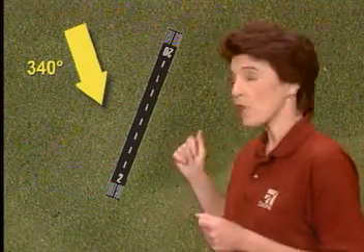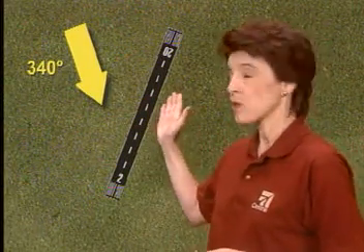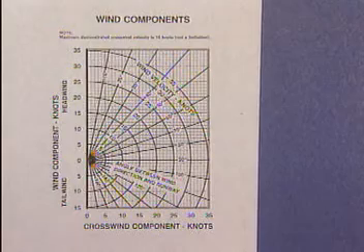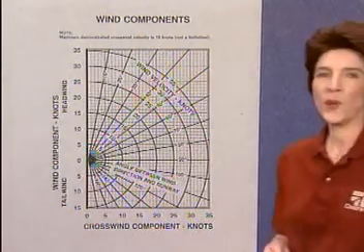The wind is from 340 degrees, so how many degrees from north is that? Well, north is 360 degrees, so 340 degrees is 20 degrees from north. The runway is 20 degrees from north. So add them together and you find out that the wind is 40 degrees off the runway direction. Now let's take a look at the wind component chart.